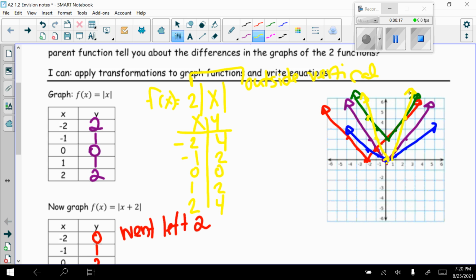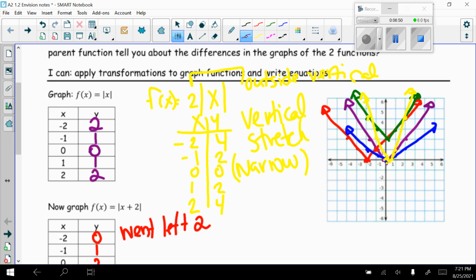and draw that graph and compare what's my yellow graph compared to my purple graph. We see that it got skinnier or narrower, so this is called a vertical stretch, because it got narrow. Okay. So the number on the outside affects it vertically. The number on the inside affects it horizontally.